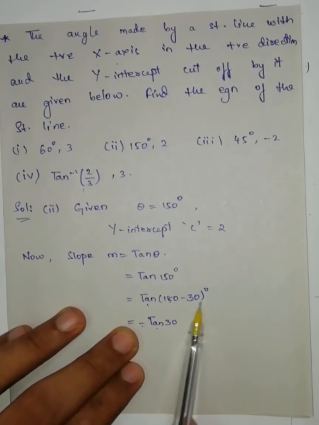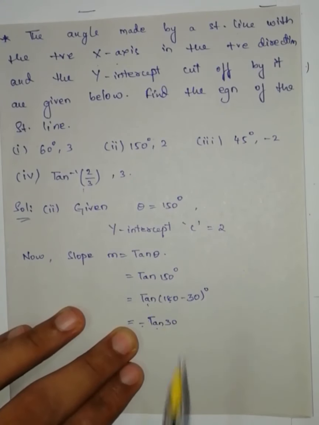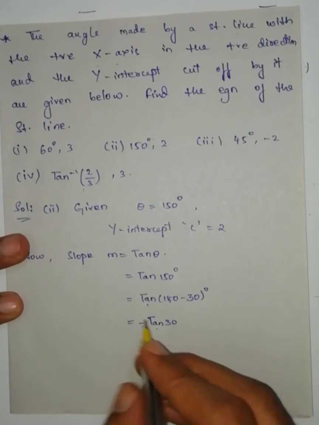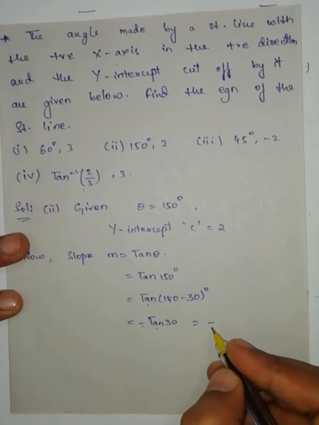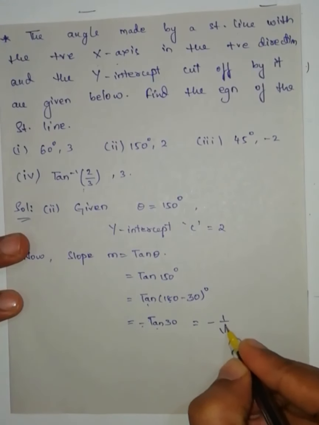Instead of 180 minus 30, if I write tan(90 plus 60), then here I will get cot 60, and in the second quadrant cot is negative, so I will get minus cot 60. Now this is equal to minus tan 30, whose value is 1 by root 3.